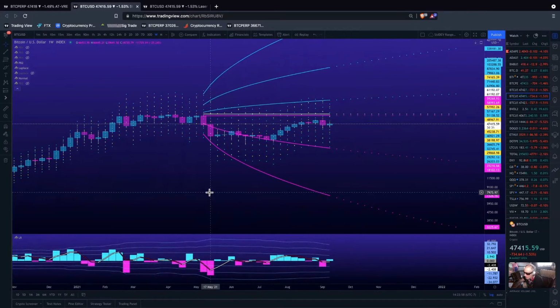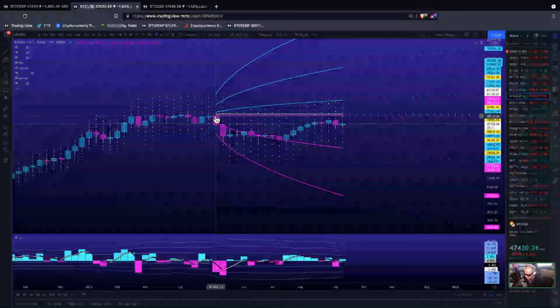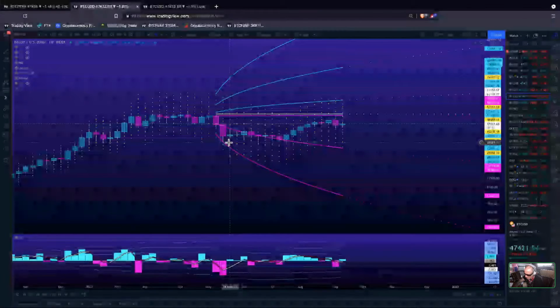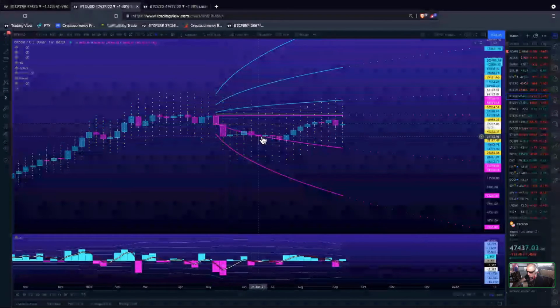So yeah. Let's see. Look at this wick, right to the 99.7 on the weekly projection. Then we went sideways for those 2.5 months after that big dump. Finally got back up above the 95.4.